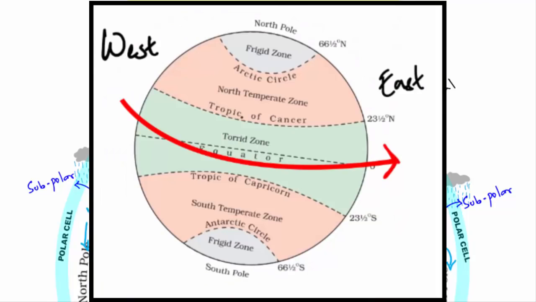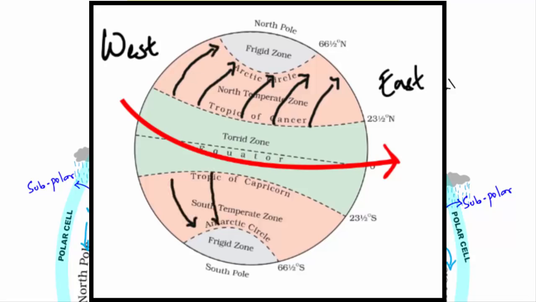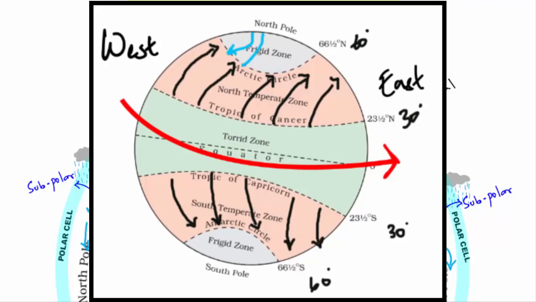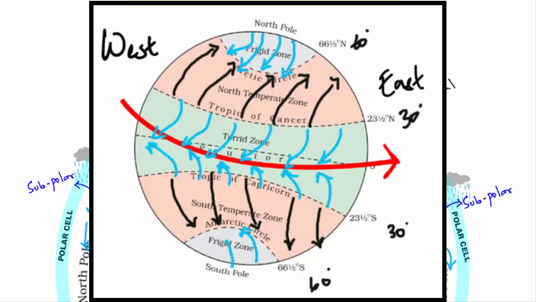Now coming to westerlies. If a moving object is going towards north or south from the equator, it will deflect towards east due to Coriolis force. So westerlies are prevailing winds that blow from west to east in between 30 to 60 degrees north and south. Similarly, if a moving object is going from north or south towards the equator, it will deflect towards west, again due to Coriolis force. So easterlies are prevailing winds that blow from east to west in polar and tropical regions.